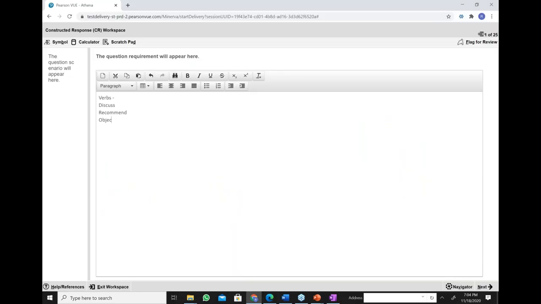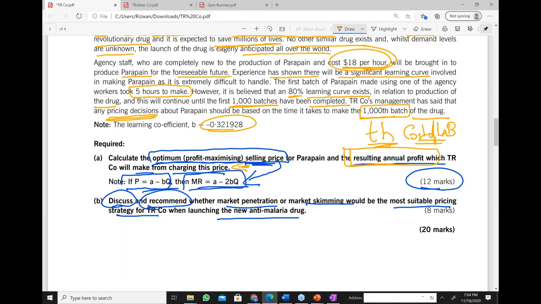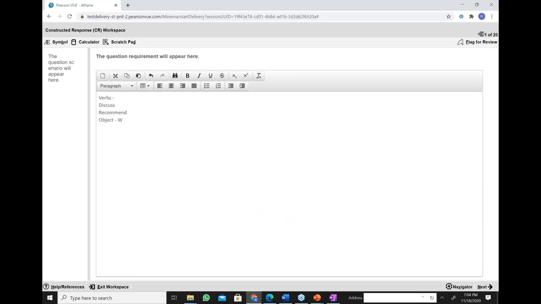So what is the object? The object starts from which word? Can you tell me? The object starts from which word? Whether, right? Start from the word whether.